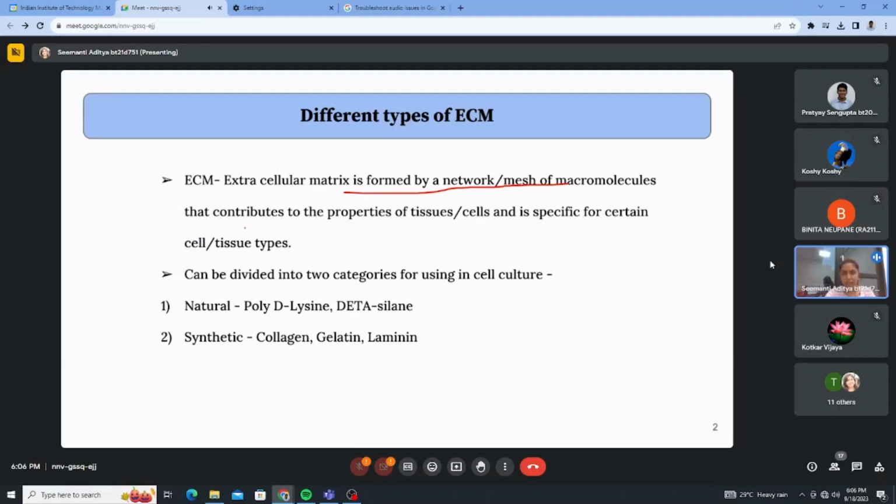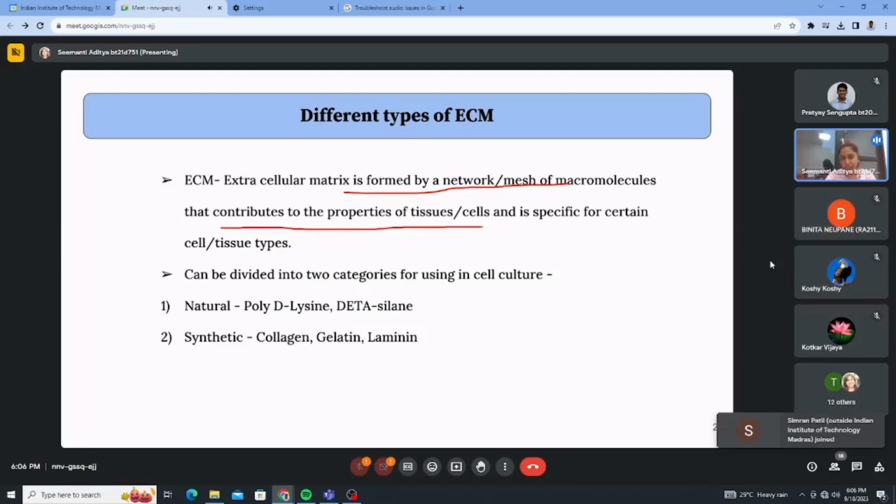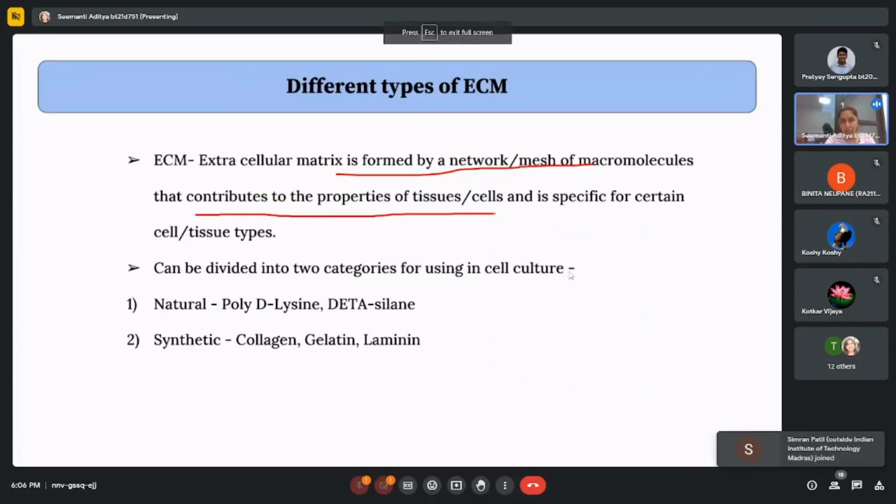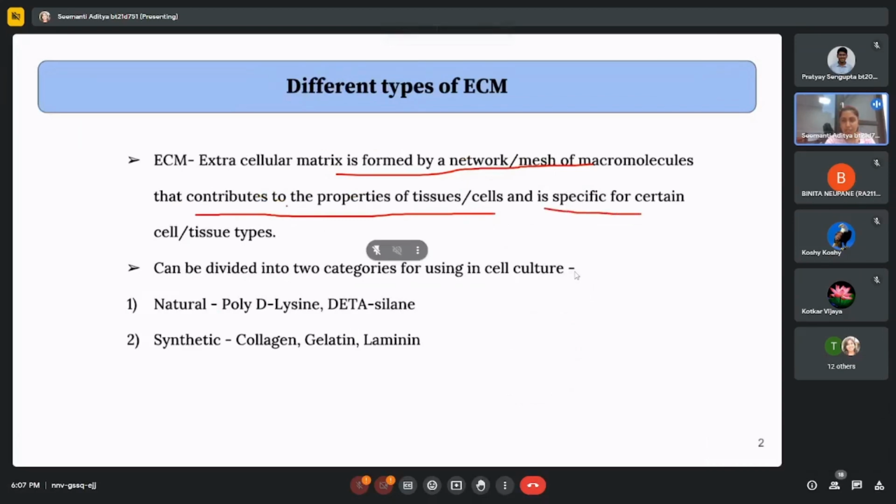This particular ECM contributes to the properties of the tissues or cells. It is specific for the cells or tissues in which it grows. So it depends upon which cell type, or which part of the body the cells have been extracted from, in order to have a better idea of what ECM would be suitable for growing those cells.